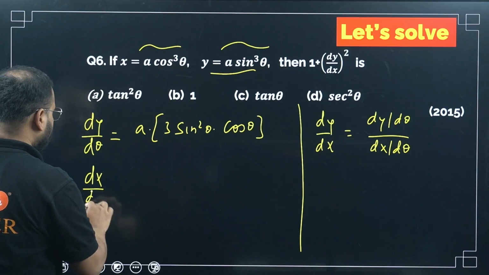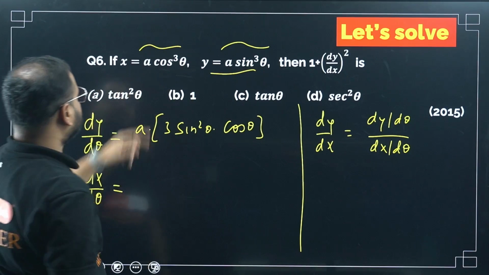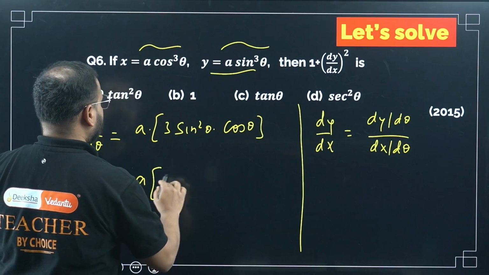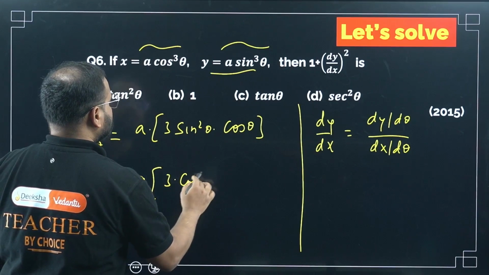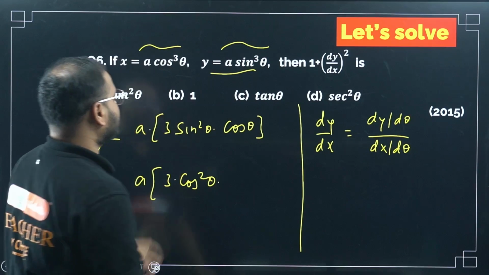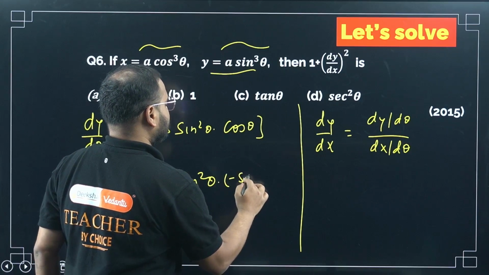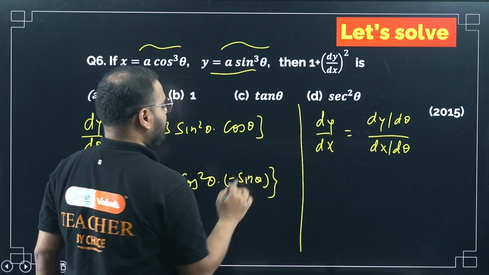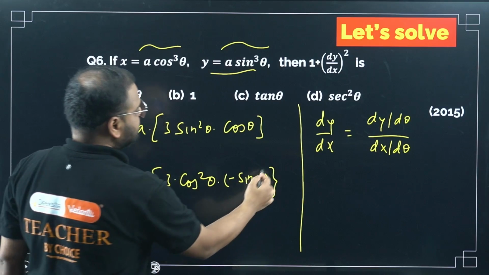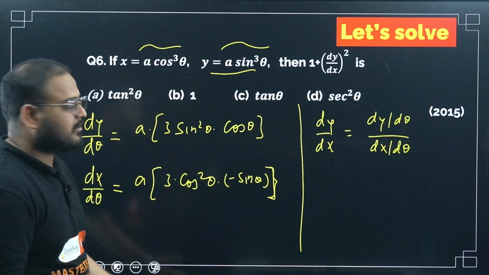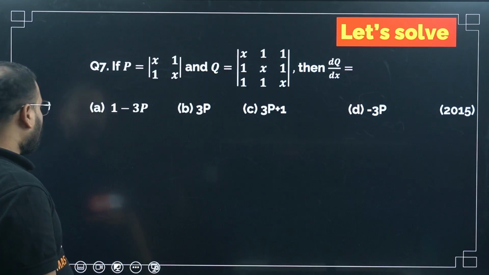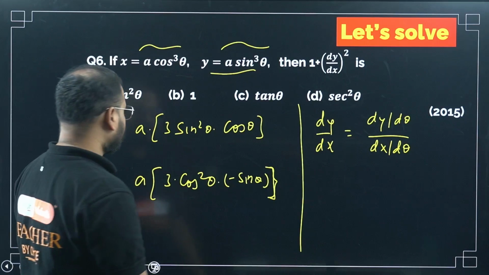dx by d theta. I'll do for this. I'll keep a as it is. Same way, 3 cos square theta, and this will be minus sine theta. Differentiation of cos is minus sine theta. Minus sine theta. I want the ratio, right? Okay. I want the ratio of these two, right?